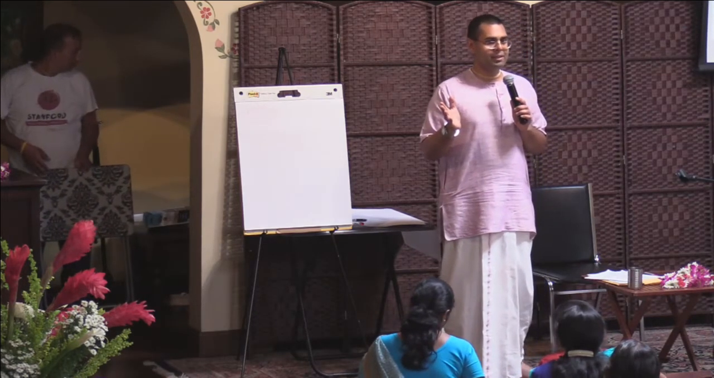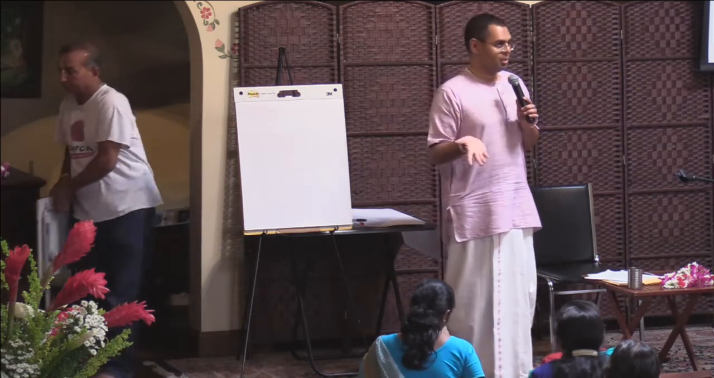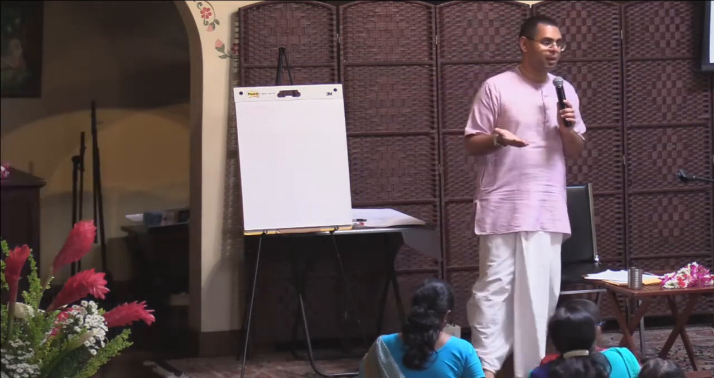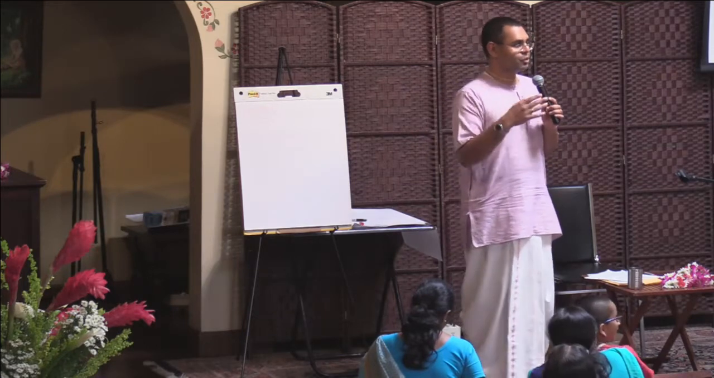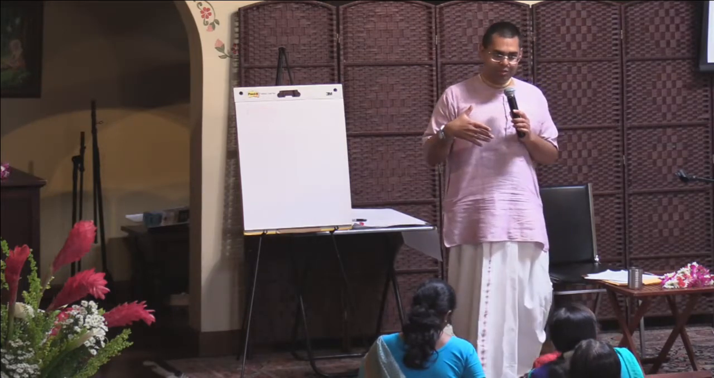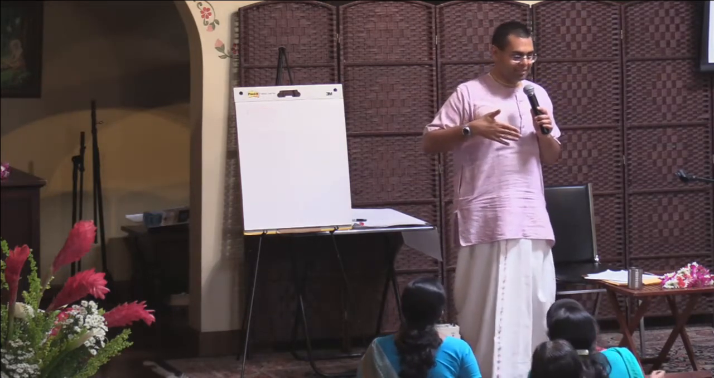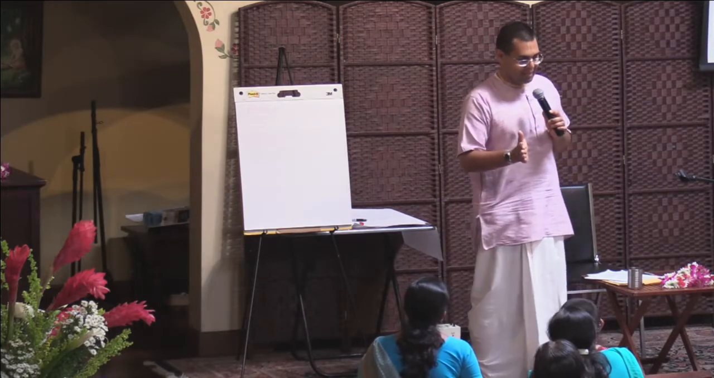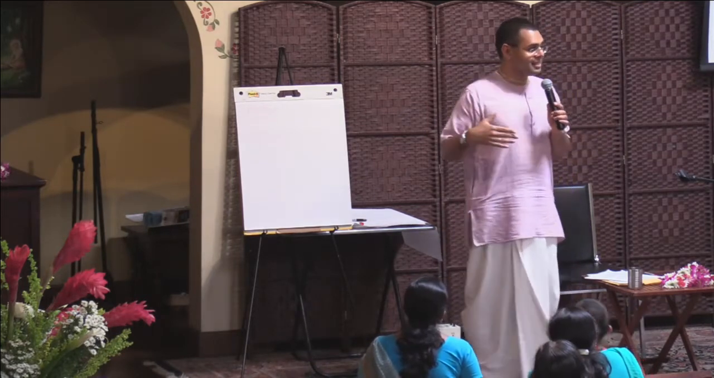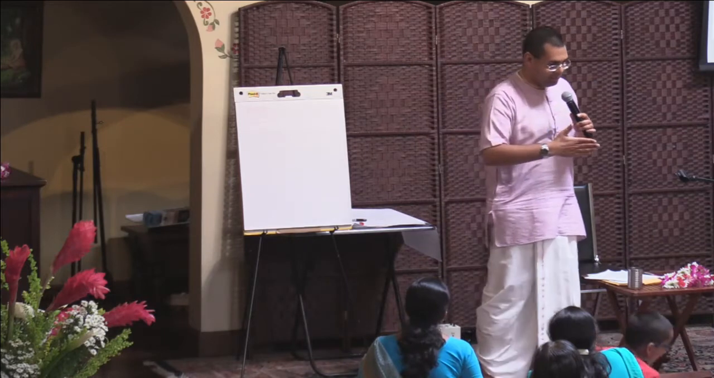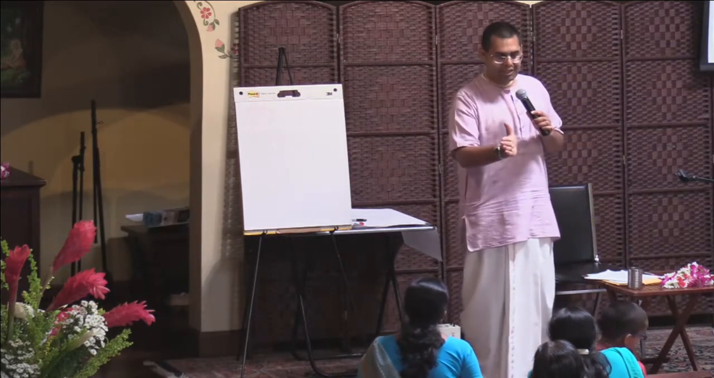This meter is called Raja Hamsi, which means the king of swans. Raja Hamsi, the king of swans. And it's the movement of a swan. Have you seen a swan swim? Right? The swan goes like this, left and then right. And this is the mood of the meter.